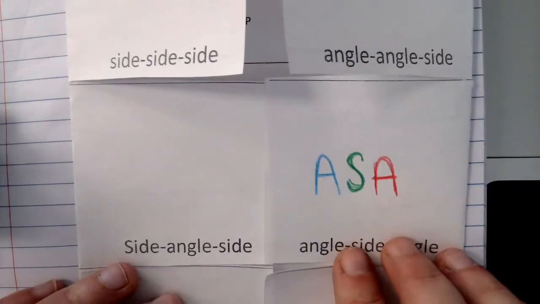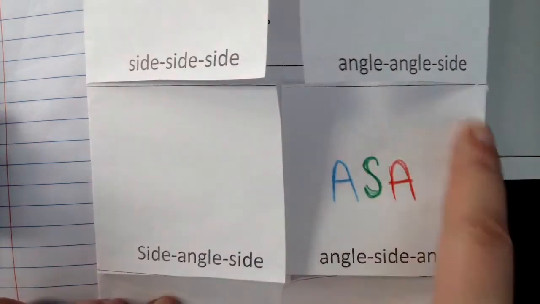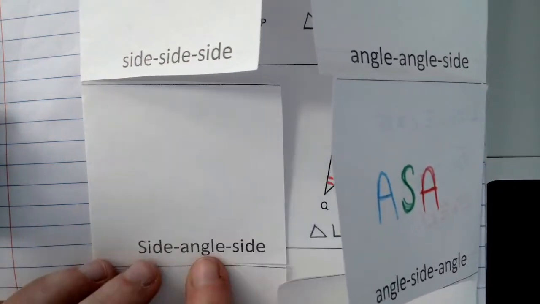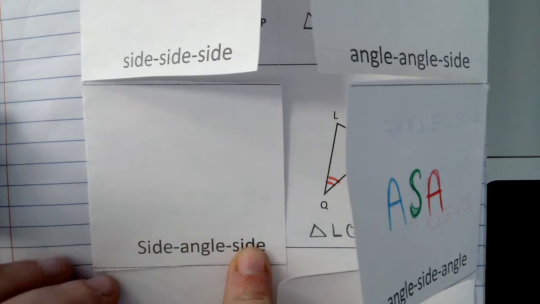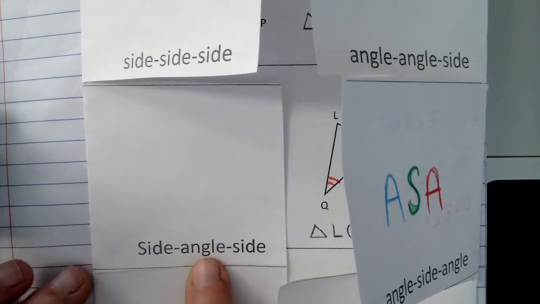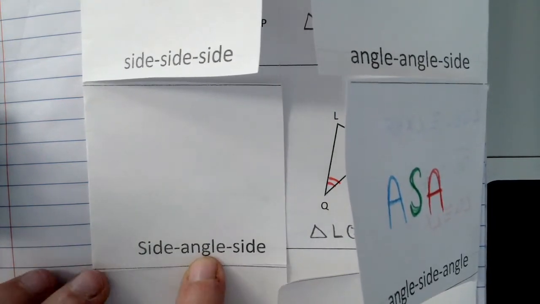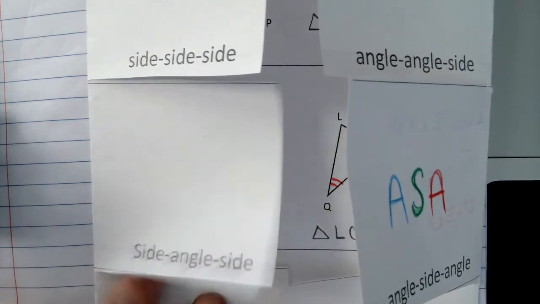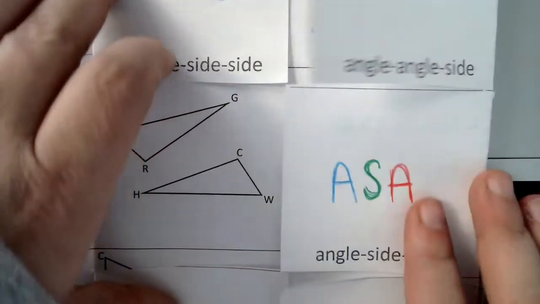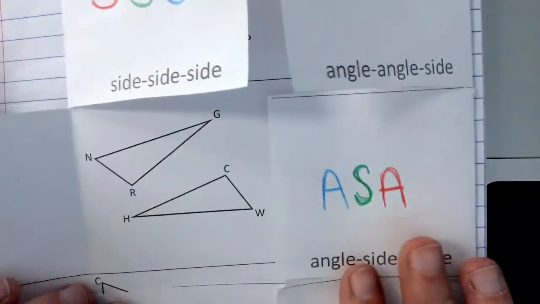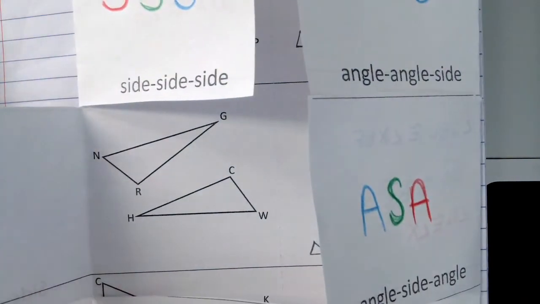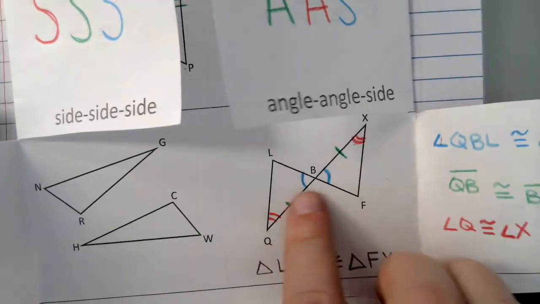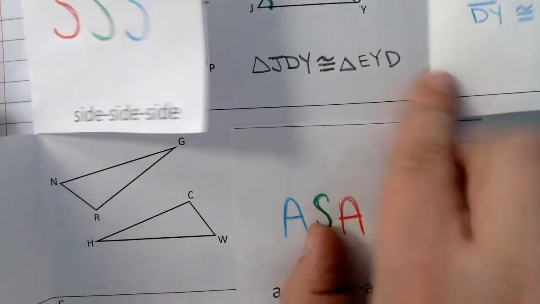Alright, so this one, do we know any sides that are congruent or any angles congruent right off the bat? No, we don't have vertical angles like that. We don't have a reflexive property where they share it. They're just 2 completely separate triangles. So we have to go based just on what we're given. Okay? So for side angle side, we're going to start with NR is going to be congruent to CW.